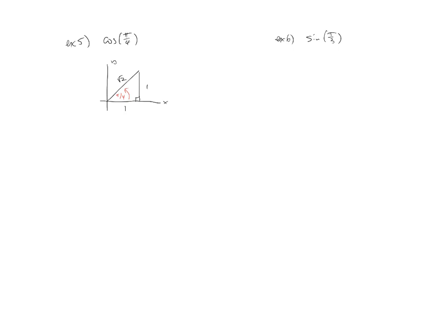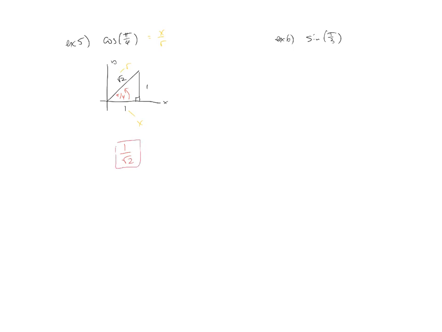So cosine, we know, is the ratio of x over r. If cosine is x over r, and this is our x, this is our r, we find out that cosine of pi over 4 is 1 over the square root of 2.